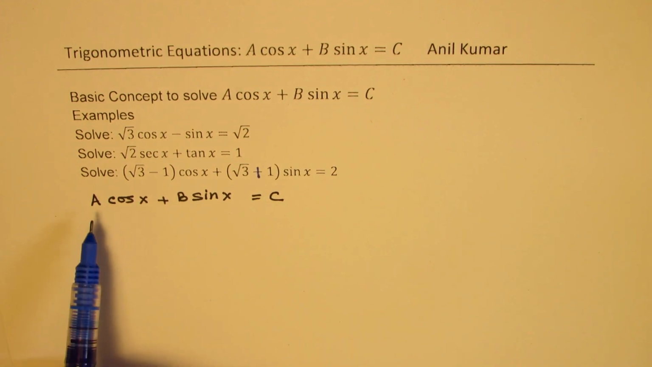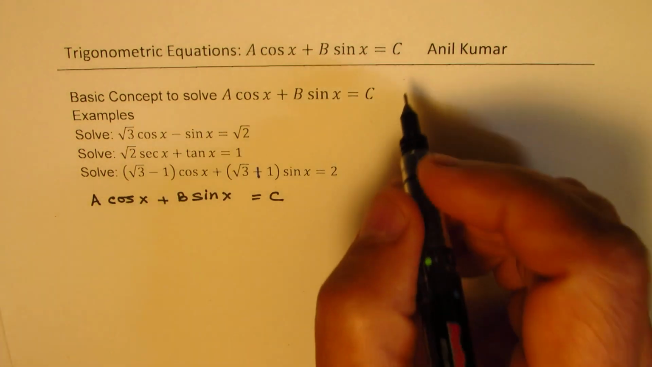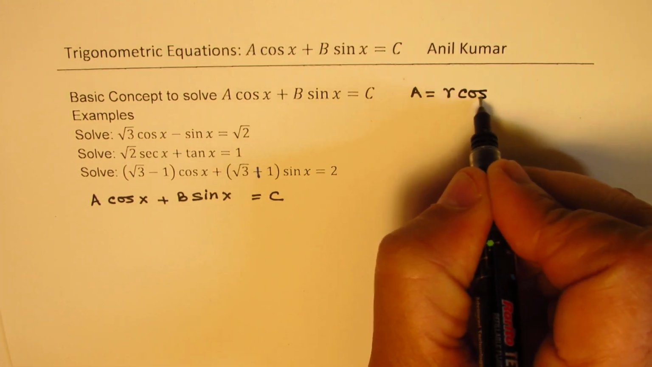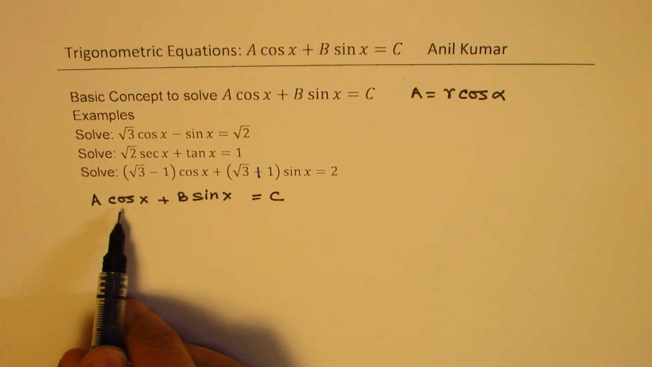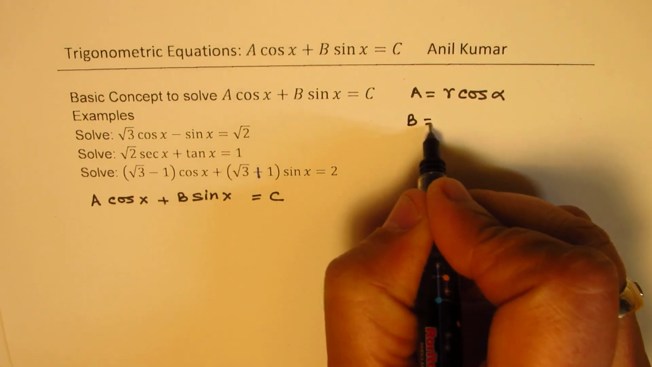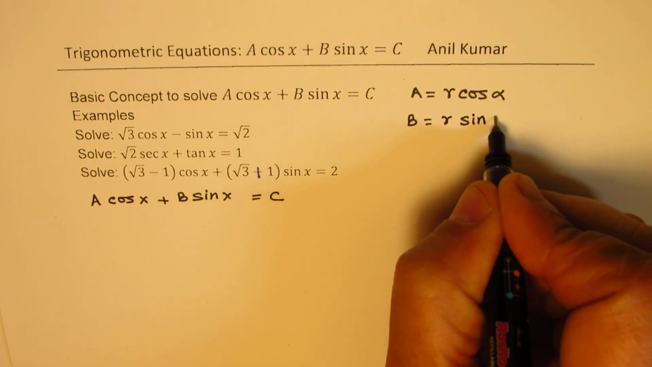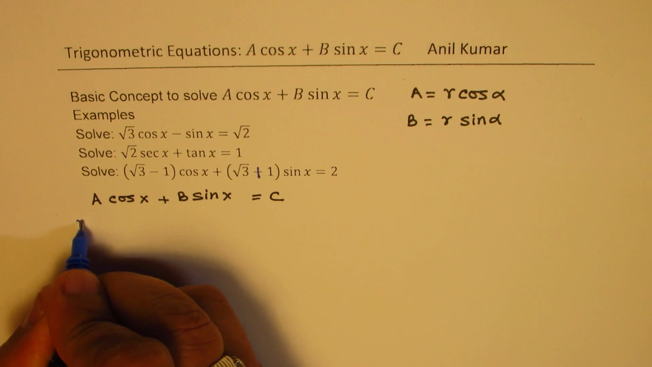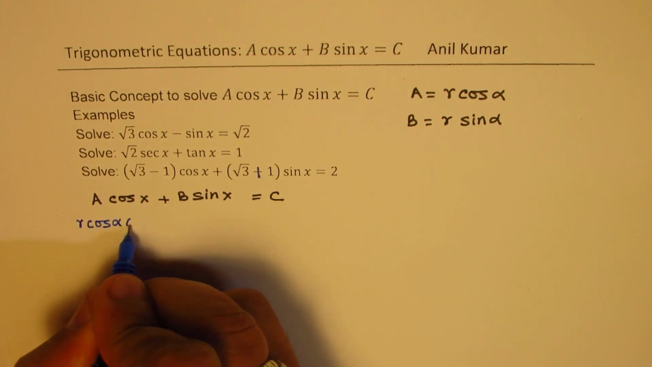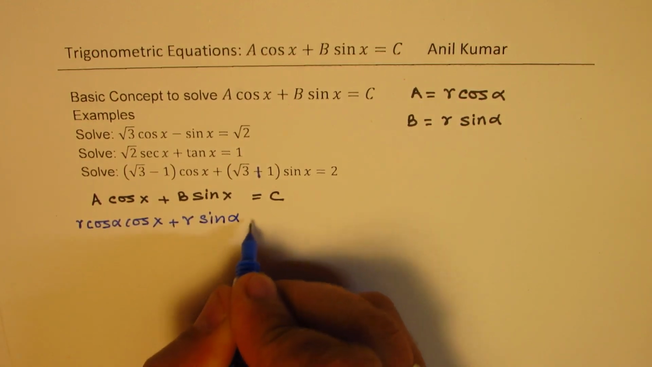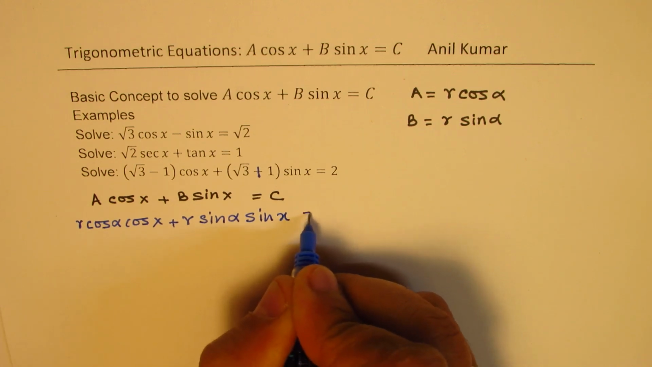So what we do is make a substitution for a, and we substitute a as r times, let's say, cos alpha. In this case, we will be writing this equation in terms of cosine. And we can write b as r times sine alpha. Right? So in that case, this equation will become r cos alpha cos x plus r sine alpha sine x equals c.